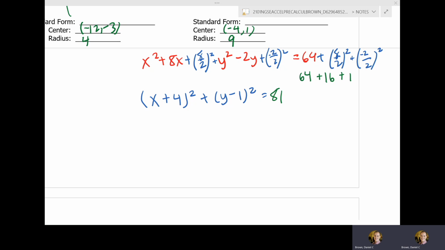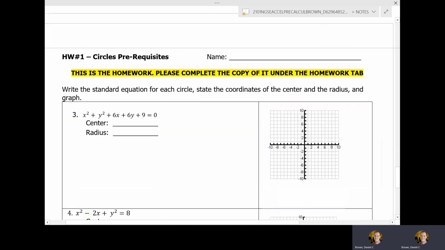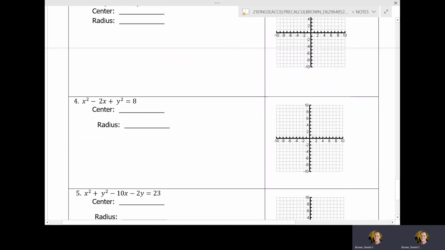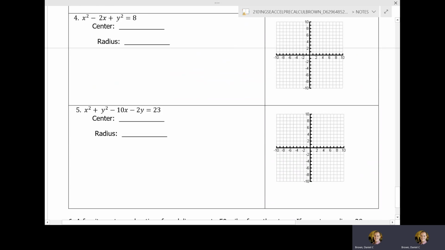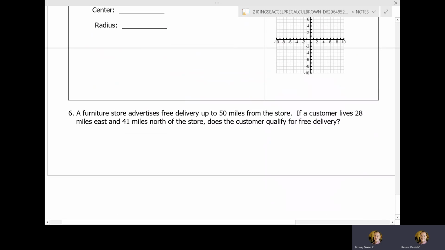Now your homework, please don't do this on the note side. Please do this on the homework tab. But it's just questions 3, 4, and 5. And there's my dog barking. And then question number 6.